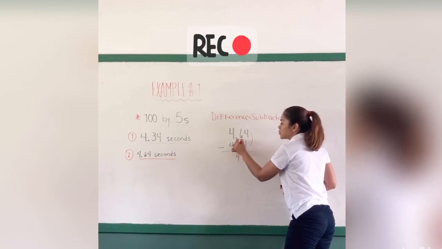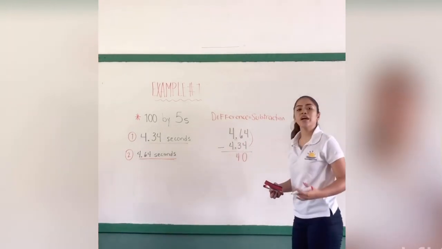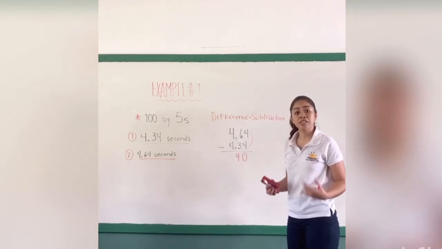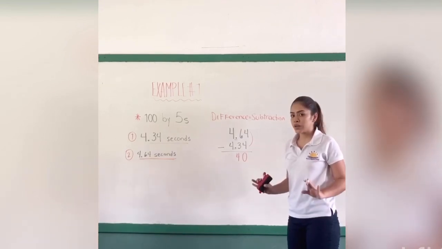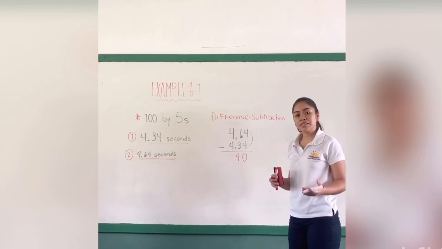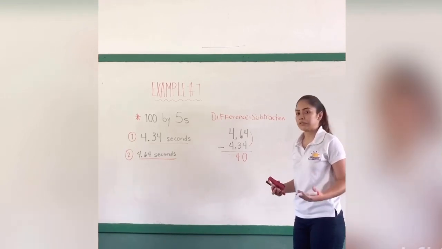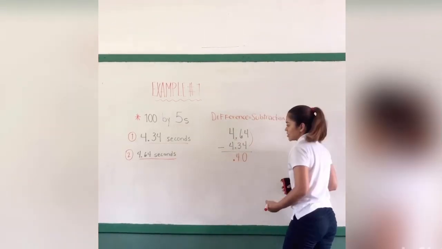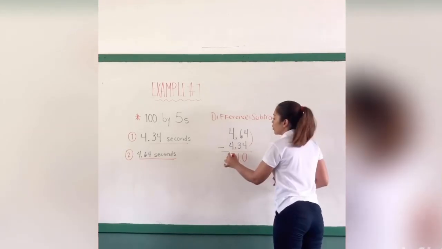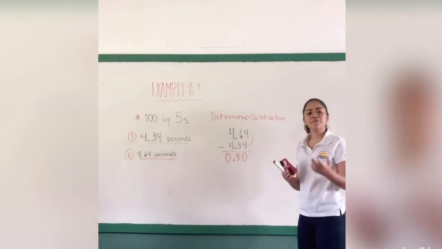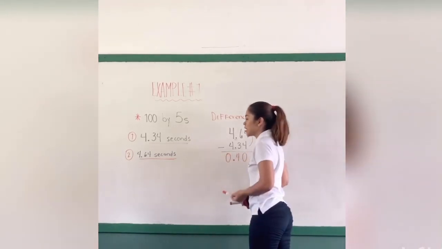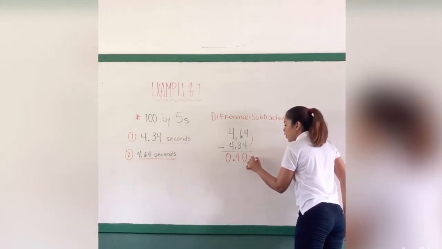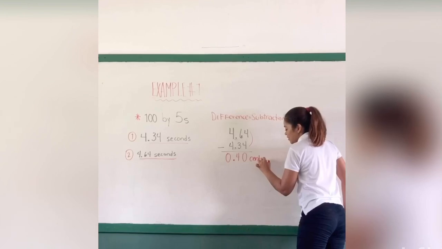Now, you see this point, right? That little dot. What do we have to do with it? We need to respect it because it belongs to our place value of decimals. Don't worry. As we go through our lesson, we are going to find out what this means. So, we need to put it exactly where it is. 4 minus 4 equals 0. So, my difference between the first result and the second result was 0.30 centiseconds.